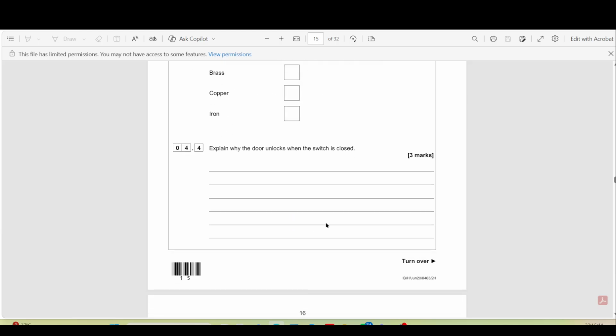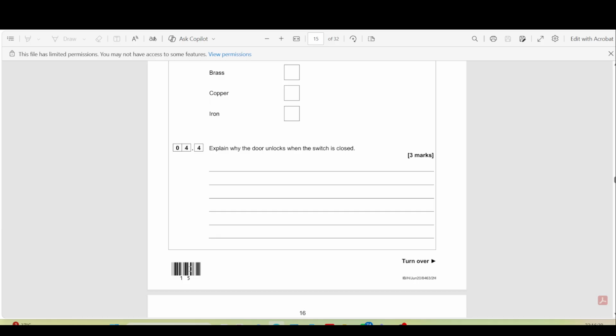It's shown by the door unlocks when the switch is closed. When the switch is closed, current flows through the solenoid, causing a magnetic field. Yes, which creates a magnetic field.